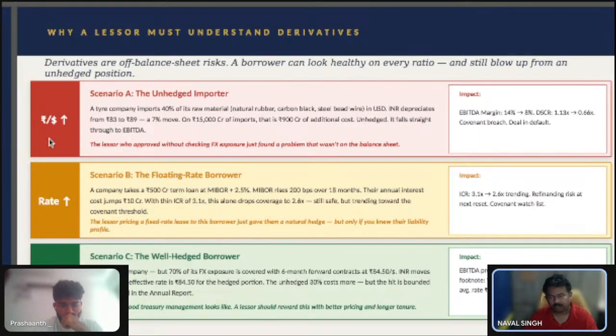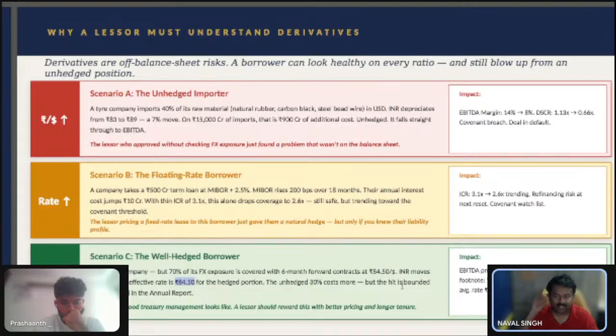So the third is the hedge, which is a well hedged borrower, same tire company, but 70% of its FX exposure is covered with 6 months forward contracts. So it knows that whenever the exchange rates vary, within 6 months they will stabilize at, suppose, 85 rupees or 84 rupees per dollar, and INR moves to 89. The effective rate is still 84.5 because they have bought a hedge, they have bought an option, so they do not have to pay the increased prices. The unhedged 30% costs more, but the hit is bounded.